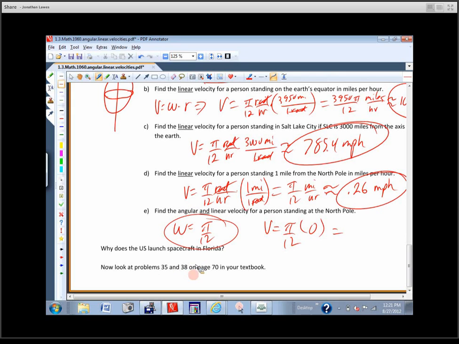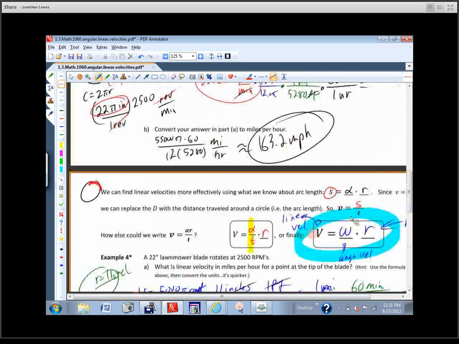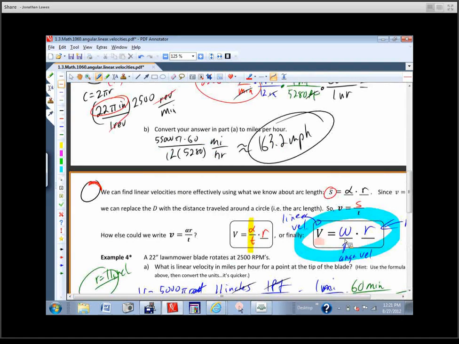Please take a good look at number 35 and 38. Read them carefully. I'm going to give you a hint. Think about these formulas right here. It's just an algebra formula. It works the same as any other algebra formula. If you have three variables and they give you two, can you solve for the other one? Absolutely. Okay? Have a great day.